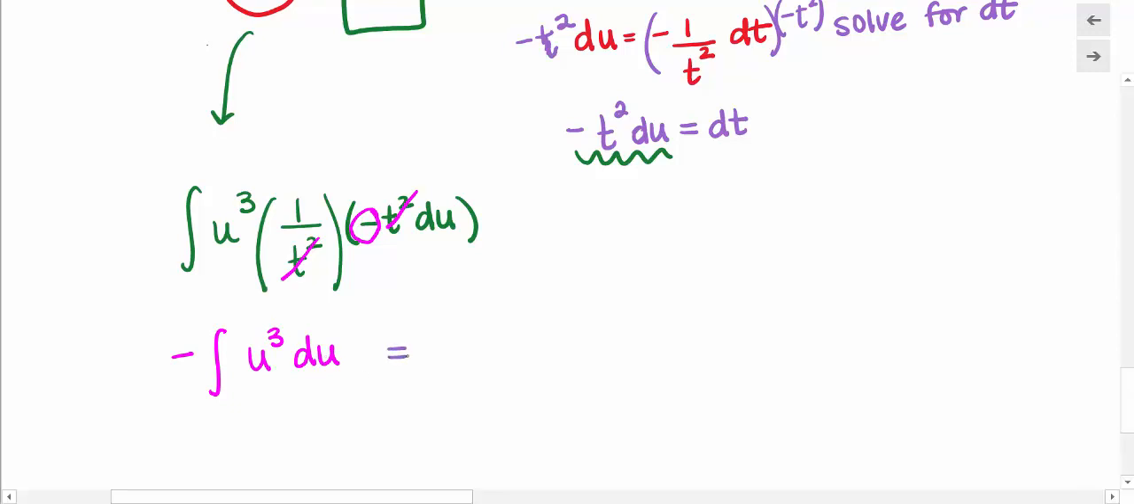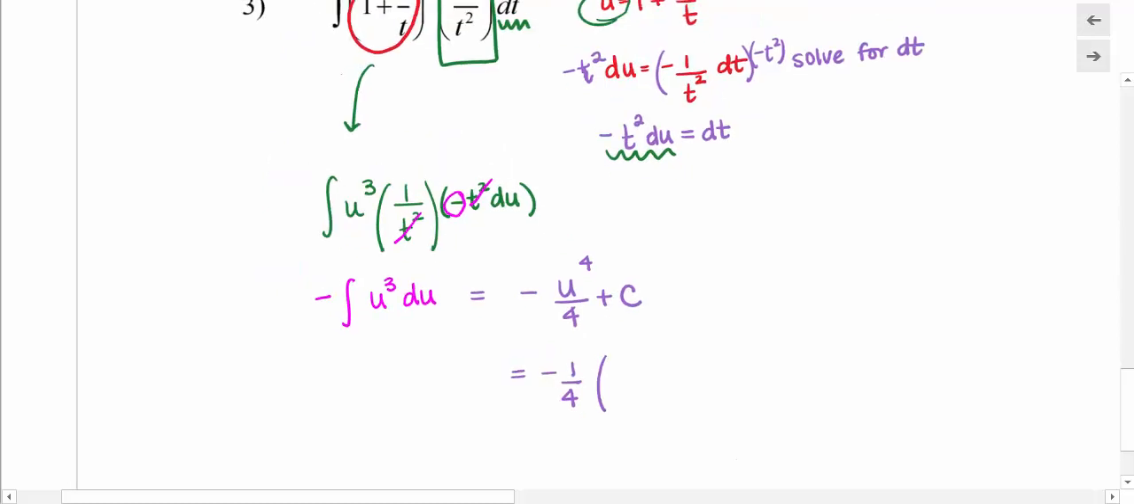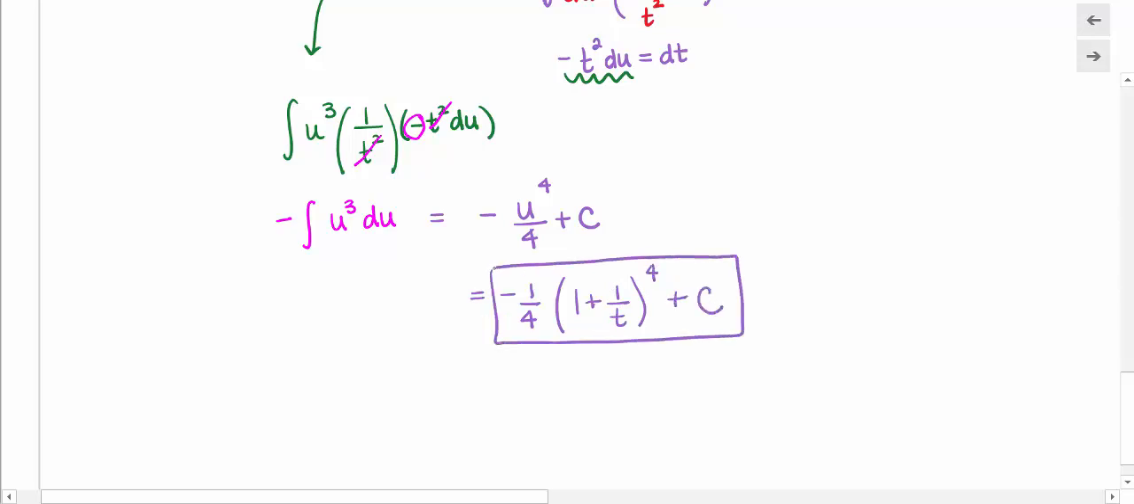And so this should be the opposite of u to the 4th over 4 plus c, and u is 1 plus 1 over t. So you can write this a couple different ways. I'm just going to write negative 1/4 as a coefficient of this, and it would be u to the 4th, which is 1 plus 1 over t. It was off my screen, so I couldn't see what u was, but there we go. So negative 1/4, and that comes just from this negative here and that 4 right there. And then my u to the 4th, and u was 1 plus 1 over t. And that finishes that one.